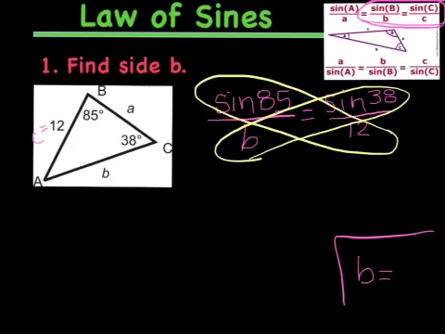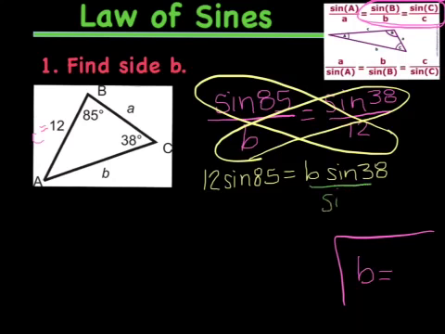So we're going to have 12 times sine of 85 equals B times sine of 38. Well, we want to solve for B, so we need to get B by itself. So we're going to divide both sides by sine of 38.